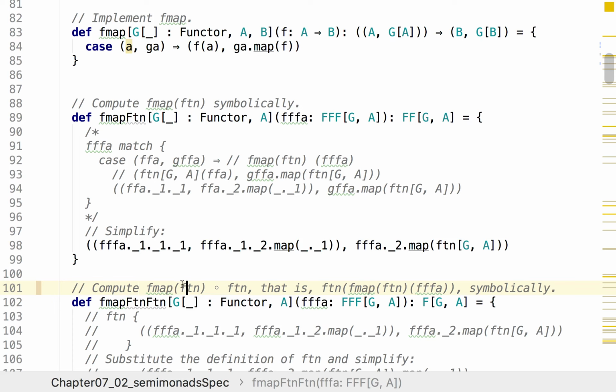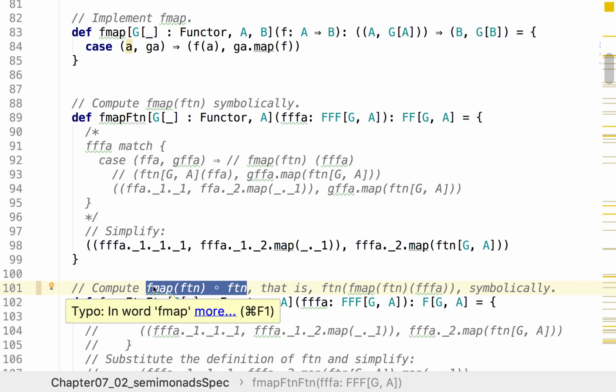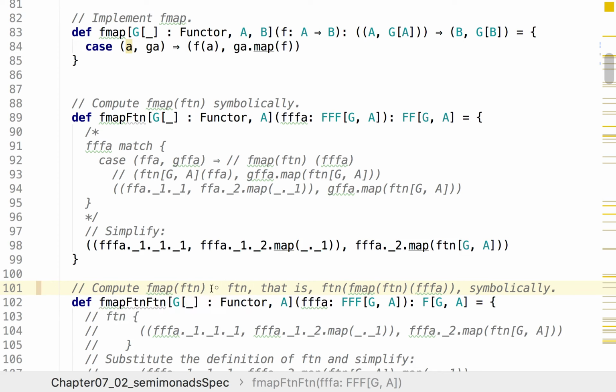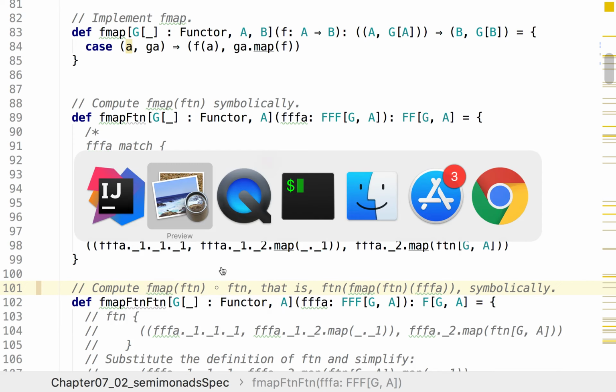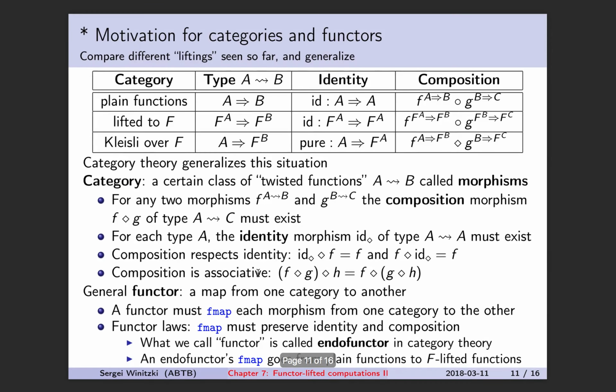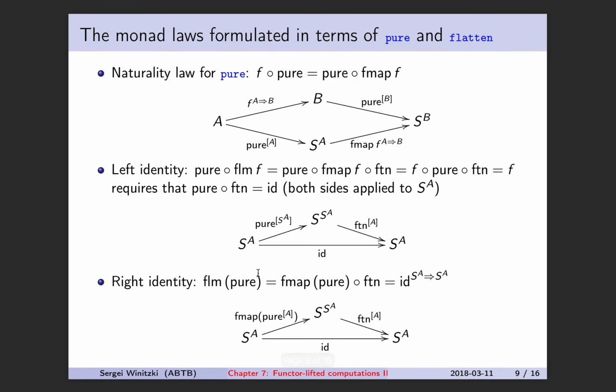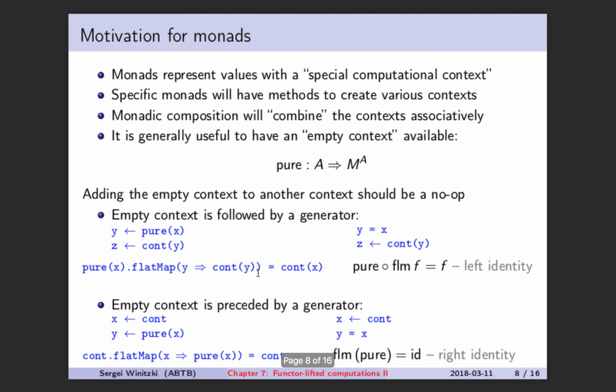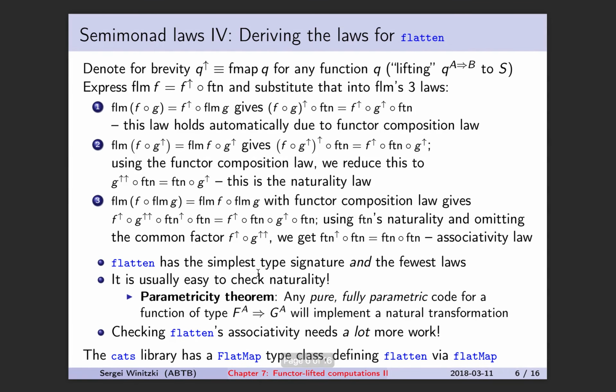So let's start by computing fmap of flatten, because that's the first function we need to check: fmap of flatten followed by flatten. So that, I just want to remind you, is the law of associativity. Let me find that slide. This is the law of flatten right here.